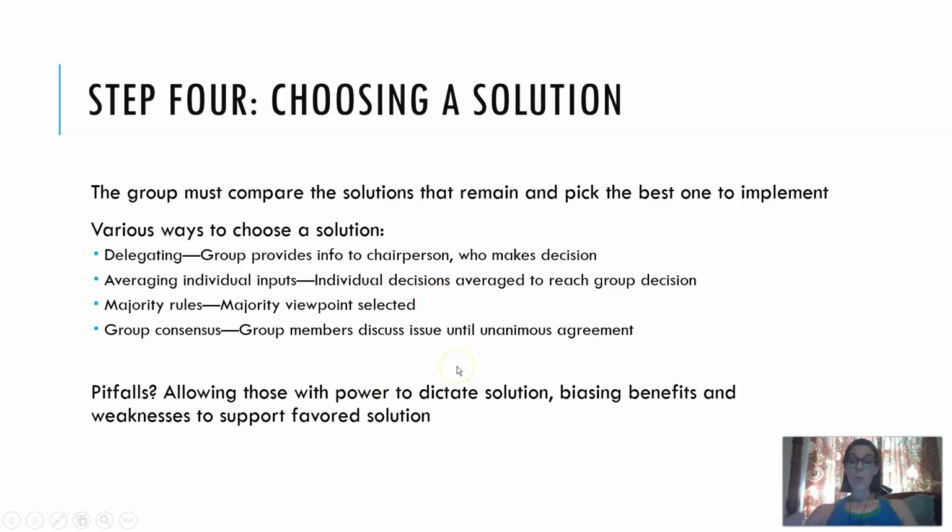So the people that want a particular solution will talk about how great it is. It'll bias the benefits. The benefits will be described as better than they actually are. For solutions that they don't want, the weaknesses will be much worse than they actually are. And all of that is being done to support the particular favored solution. So we want to try to make sure as much as possible that there aren't these kinds of power grabs.